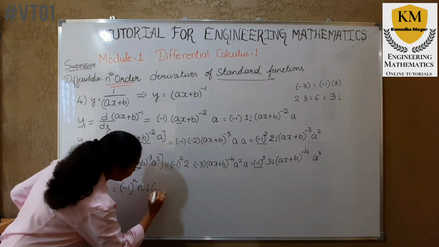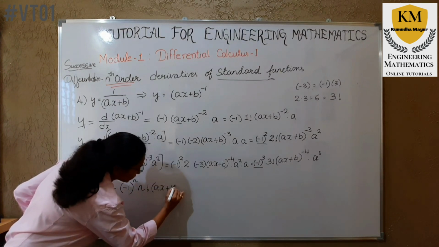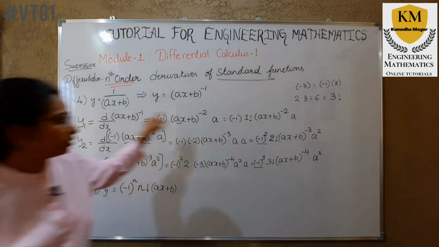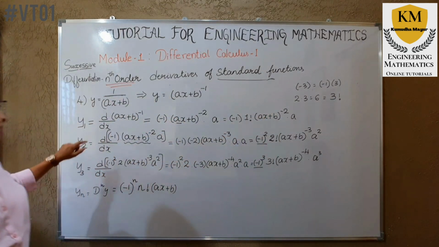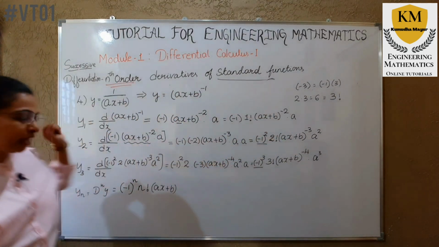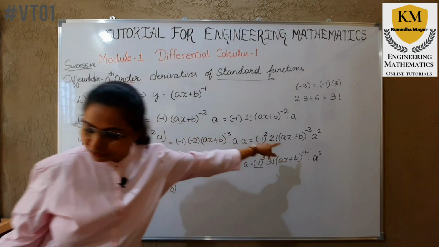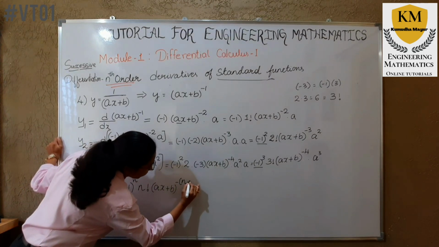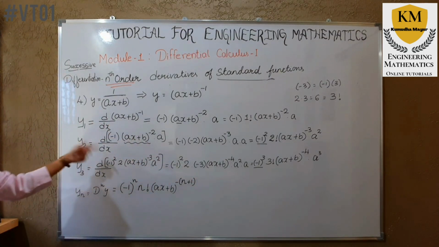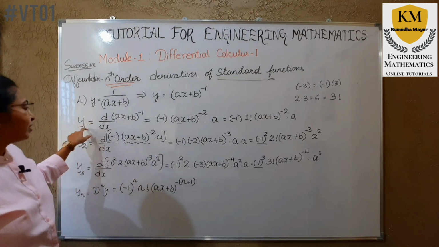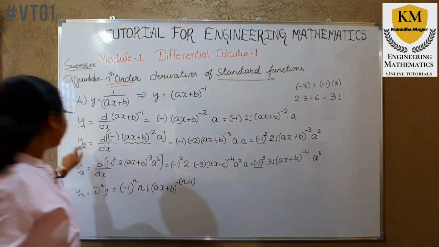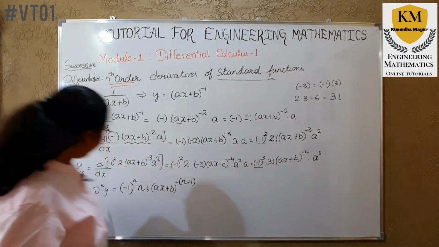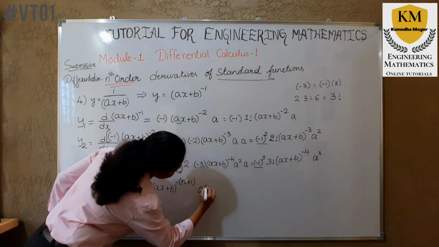So ax plus b is a constant term. Let me write as it is. Observe carefully over here. When it is first order, the power is minus 2. Second order, power is minus 3. Third order, power is minus 4. So if it is nth order, power is minus of n plus 1, because it is incrementing by 1. First order, the power of a is 1. Second order, the power of a is 2. Third order, the power of a is 3. If it is nth order, the power of a is n.